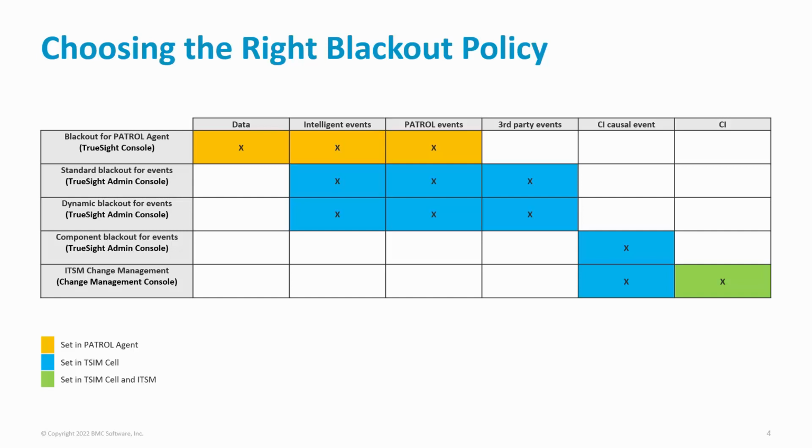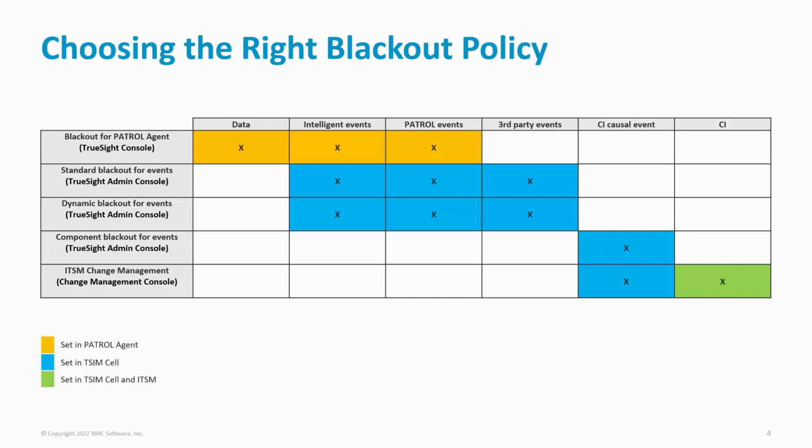The standard and dynamic blackout for events can be used for events reaching a TSOM cell and include intelligent events, patrol events, as well as third-party events. This is created in the TrueSight administrator console and set in the TSOM cell. The component blackout for events can be used to black out those events reaching a TSOM cell that would impact a CI, and again this is created in the TrueSight administrator console and set in the TSOM cell.